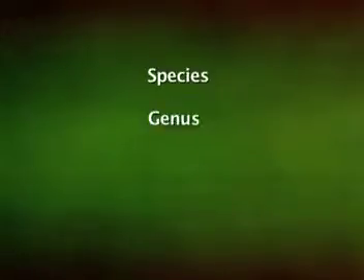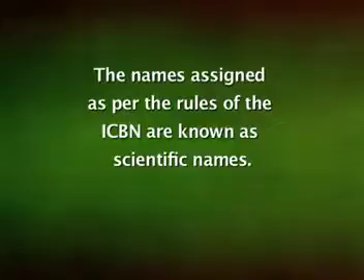The fundamental principle of nomenclature is the fourth principle of the ICBN, stating that every taxon, whether species, genus, family, etc., can bear only one correct name. Confusion would reign if taxonomic entities could bear more than one name, or if one name could refer to more than one entity. The names assigned as per the rules of the ICBN are known as scientific names.